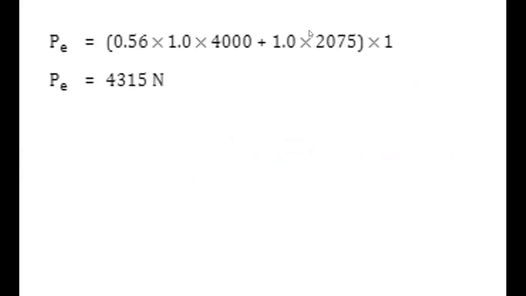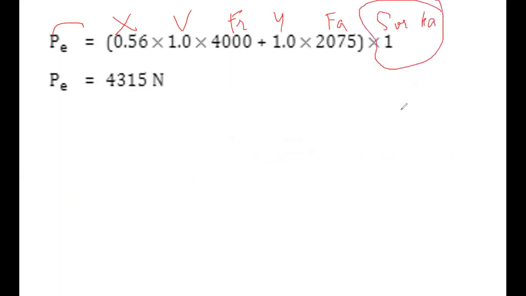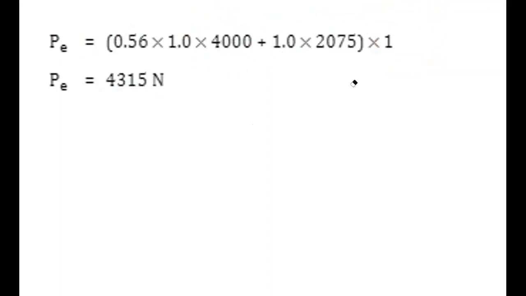Our formula is PE equals X V FR plus Y FA, into S or KA, whatever is there. S or KA, we assumed 1 because there is no shock load condition. X we found from the table as 0.56. Nothing is written about whether the inner race rotates or the outer race rotates, so we will consider that the inner race rotates, and assuming that, we will take V as 1. Radial load is given 4,000. Y we found from the table as 1. Axial load is given 2075. So our answer is 4315 Newton. Very easy. Equivalent load is found.